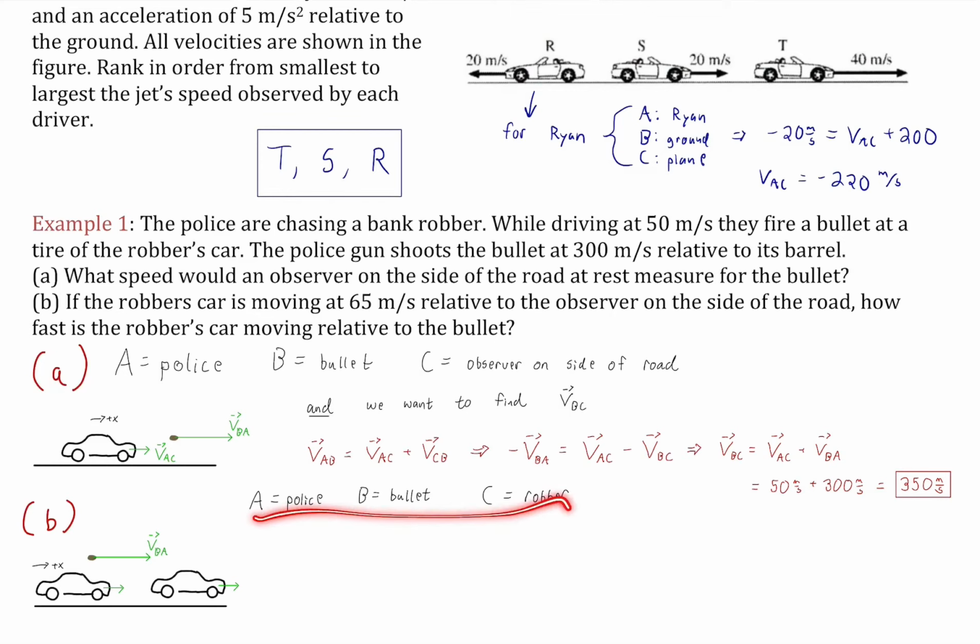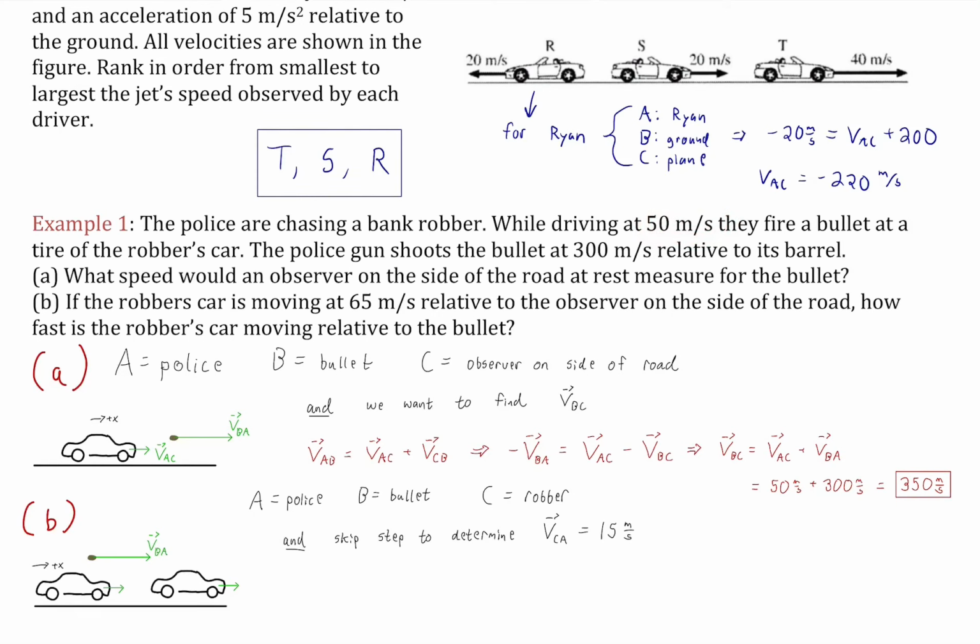But notice the side of the road doesn't show up as one of our subscripts. That's because I'm going to skip a step, because technically we would have had to figure out what the velocity of the robber's car is relative to the police car by comparing them both to the side of the road. So essentially do what we did in part A again. But since I feel like that is fairly intuitive, I'm just going to skip that step and say that we already know that the velocity of the robber's car, C, relative to the police is 15, okay? And that's because the robber's going 15 meters per second faster than the cop, right?